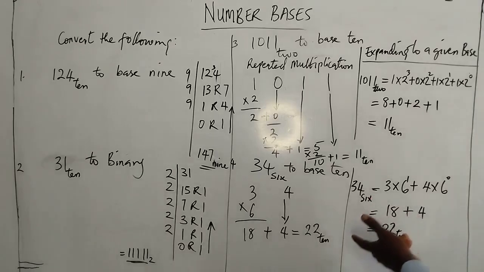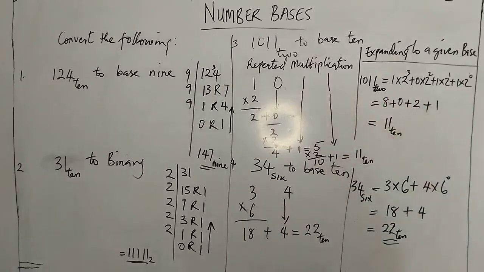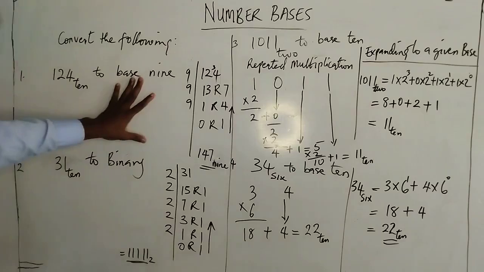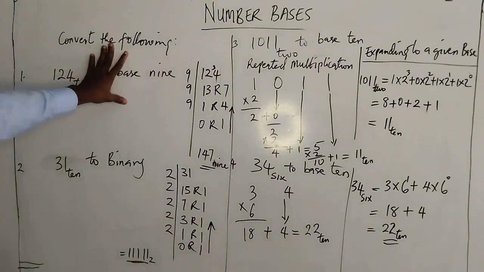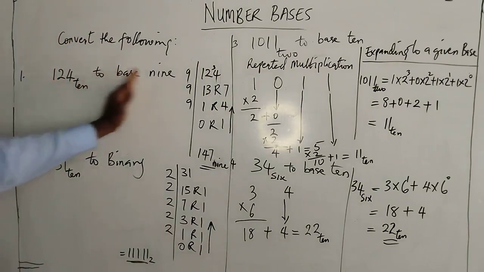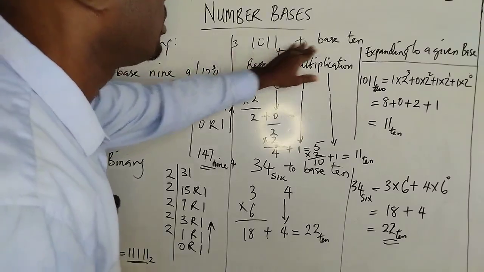We can see that whichever method you use, as long as you use it correctly, you're supposed to get the same answer. So in summary, these are the two conversions we do in number bases: from base 10 to other bases, or from other bases to base 10.